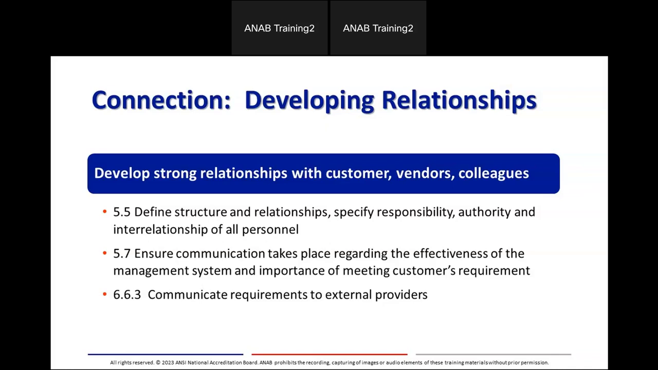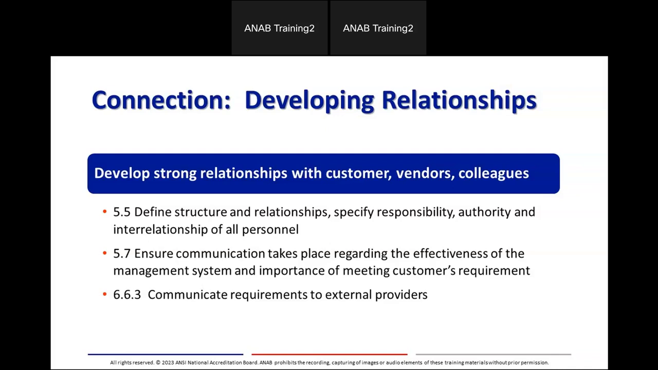Our position description then gives us additional information on our relationship, what our role is, what our responsibilities are, and shows those connections as well. It also gives us information about our purpose and how we contribute to the organization. There are requirements that require us to talk about the management system and its effectiveness. That is, what's working, what's not working.